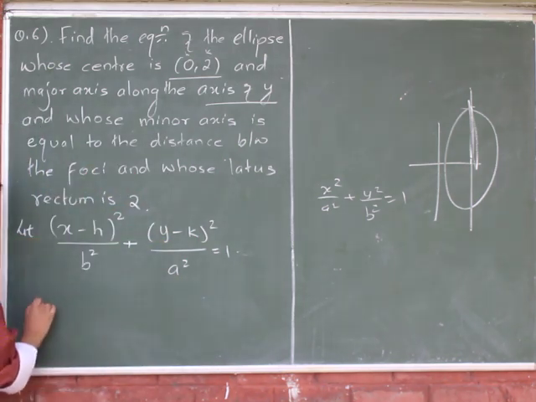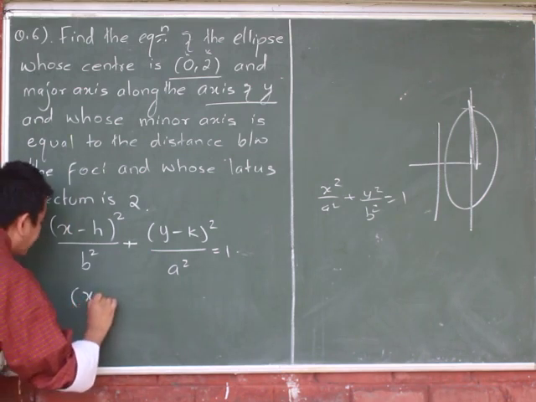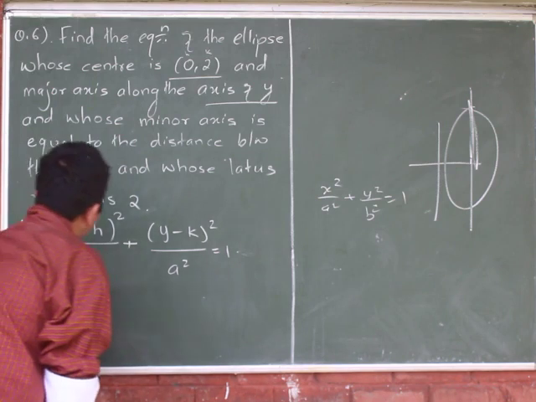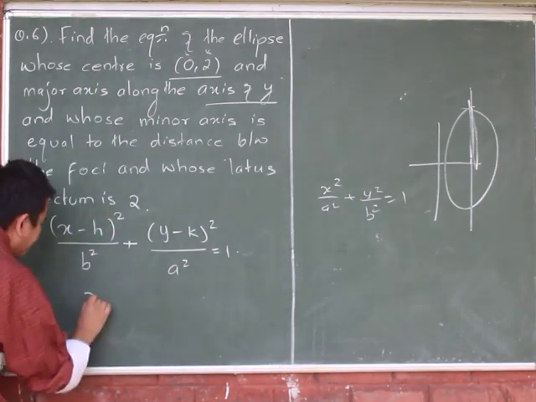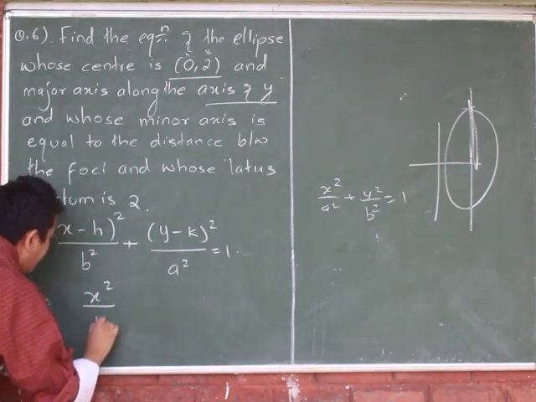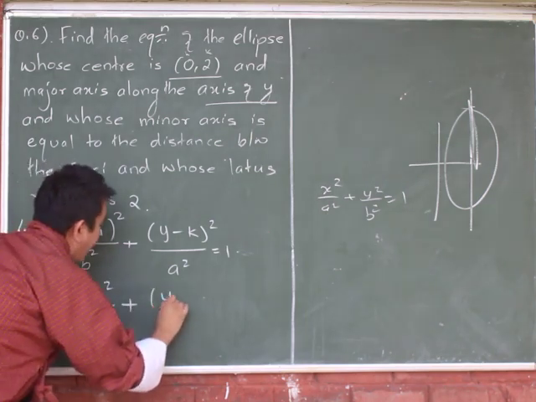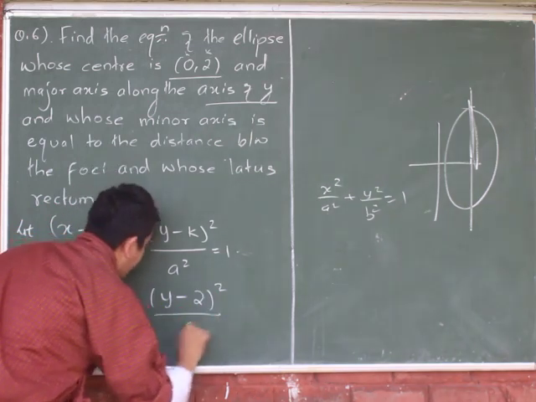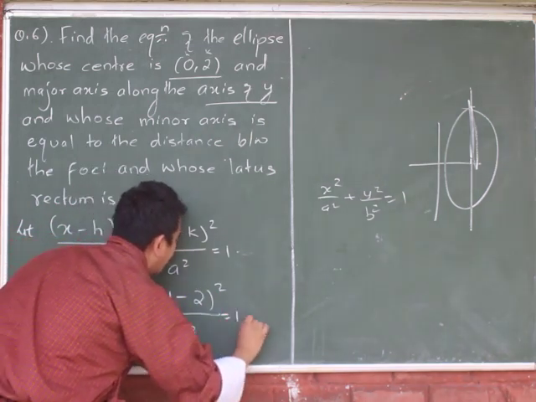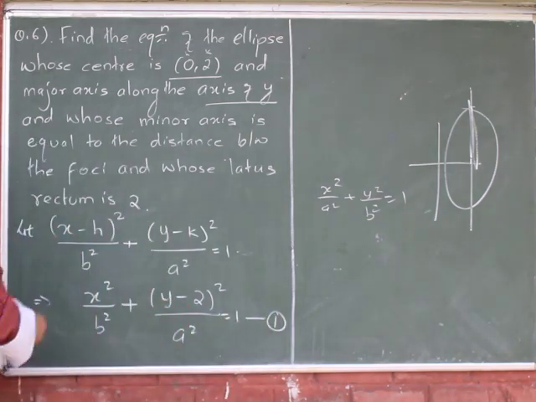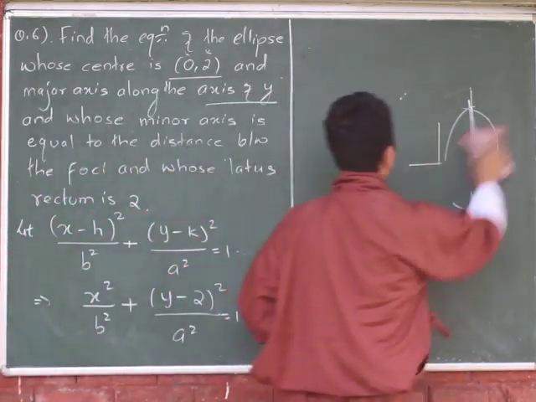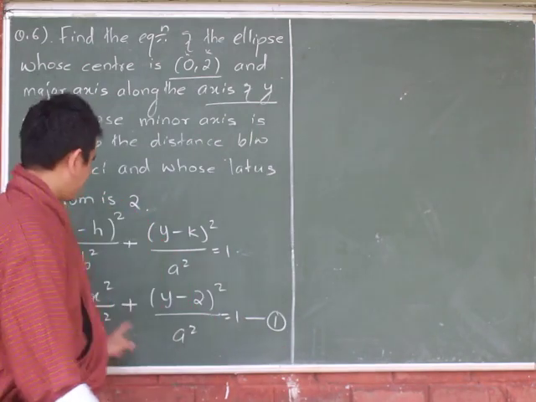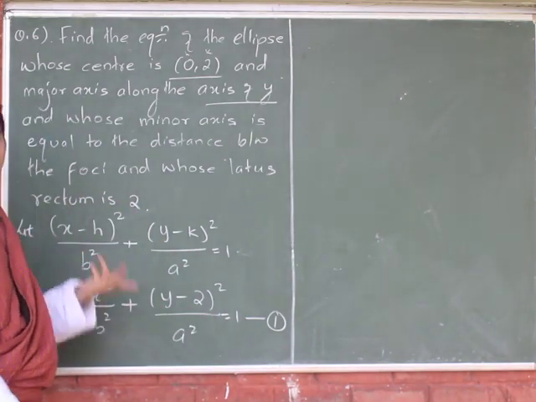Or you can write this one as x minus, what's the h value? The h value is 0. If the h value is 0, directly you take this one as x square by b square plus (y minus, what's the k value? 2) 2 whole square by a square is equivalent to 1. Say this is equation number 1. Now our job is to find the value of a square and b square. I hope you got it. This is x square because the h value is 0.